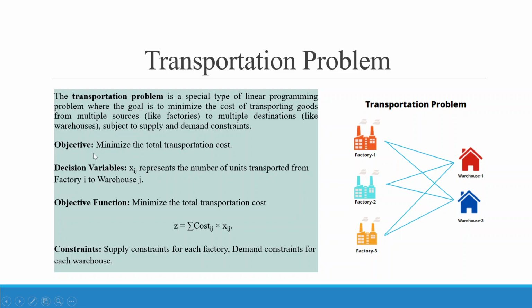Objective: to minimize the total transportation cost. Decision variables: Xij represents the number of units transported from factory I to warehouse J. Objective function: minimize the total transportation cost. Z is equal to the sigma, that is the summation of cost ij into xij. Constraints: supply constraints for each factory, demand constraints for each warehouse.